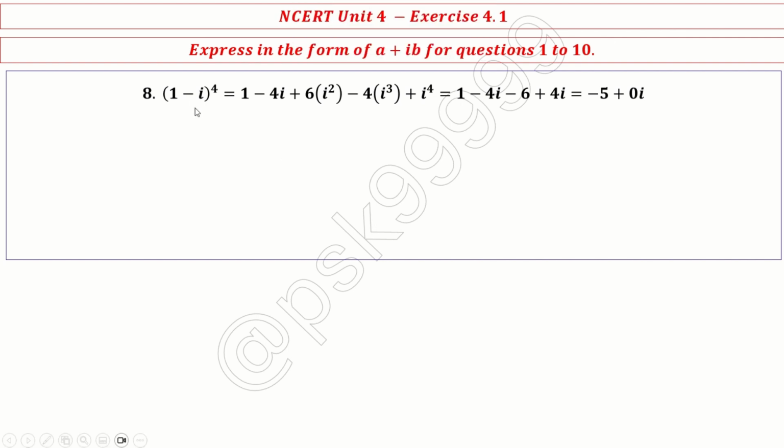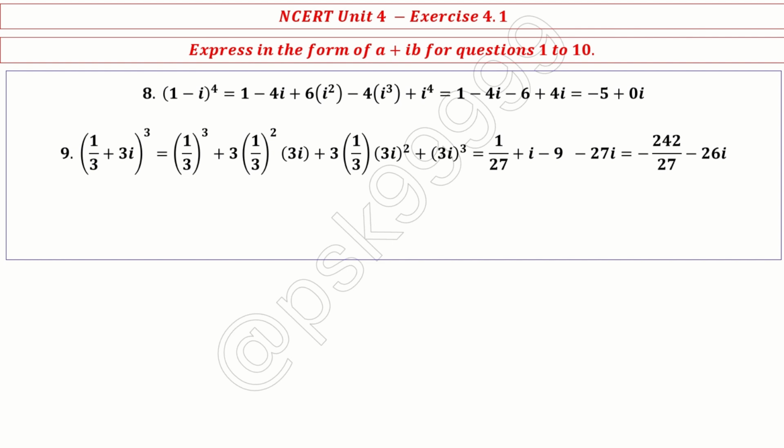Problems like 1 minus i whole power 4, you apply the binomial expansion correctly. 1 minus 4 plus 6 and minus 4 and plus, and properly write it. Wherever i square is there, it is minus 1. i cube is minus i. And if you get i power 4, it is 1. So if you properly write all that, you will get the answer correctly. All are the same actually. Next.